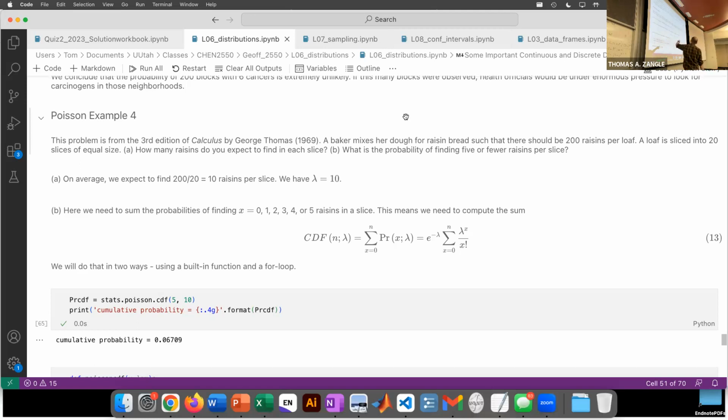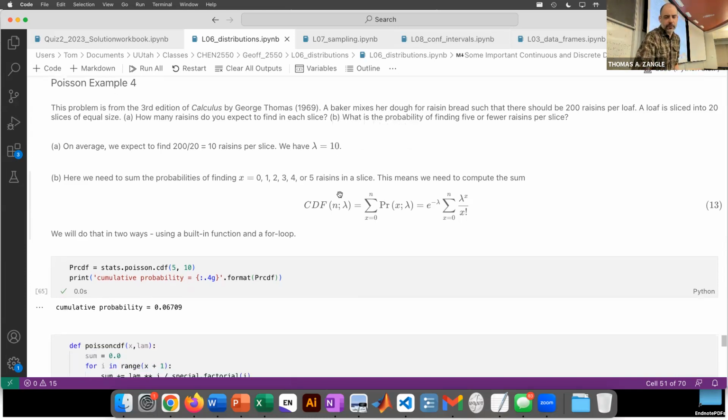And then we want to find the probability of finding 5 or fewer raisins per slice. And we're going to do this using the Poisson distribution. But the thing to note here is that we need to find the probability of 0, plus the probability of 1, plus probability of 2, plus probability of 3, 4, and 5. Does that make sense? Because it's not just the probability of finding a slice with 5 raisins, it's finding a slice with 5 or fewer. So we're going to add up those probabilities.